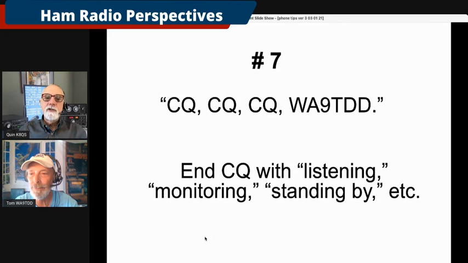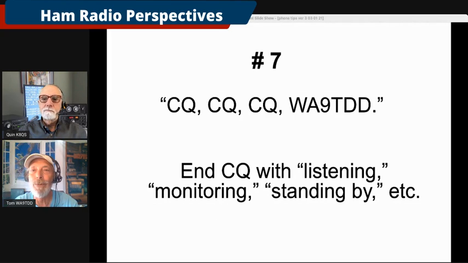CQ, CQ, CQ, WA9 TDD. So I hear these kinds of CQs all the time. What's wrong with those, Tom? Well, the fact is that you're calling CQ, but you're not listening at the end of the CQ to see if anybody's responding to you. We've heard stations calling CQ for 5 minutes and IDing once and not even listening for 5 seconds to see if they're getting a response. So it's just clogging up the airwaves.